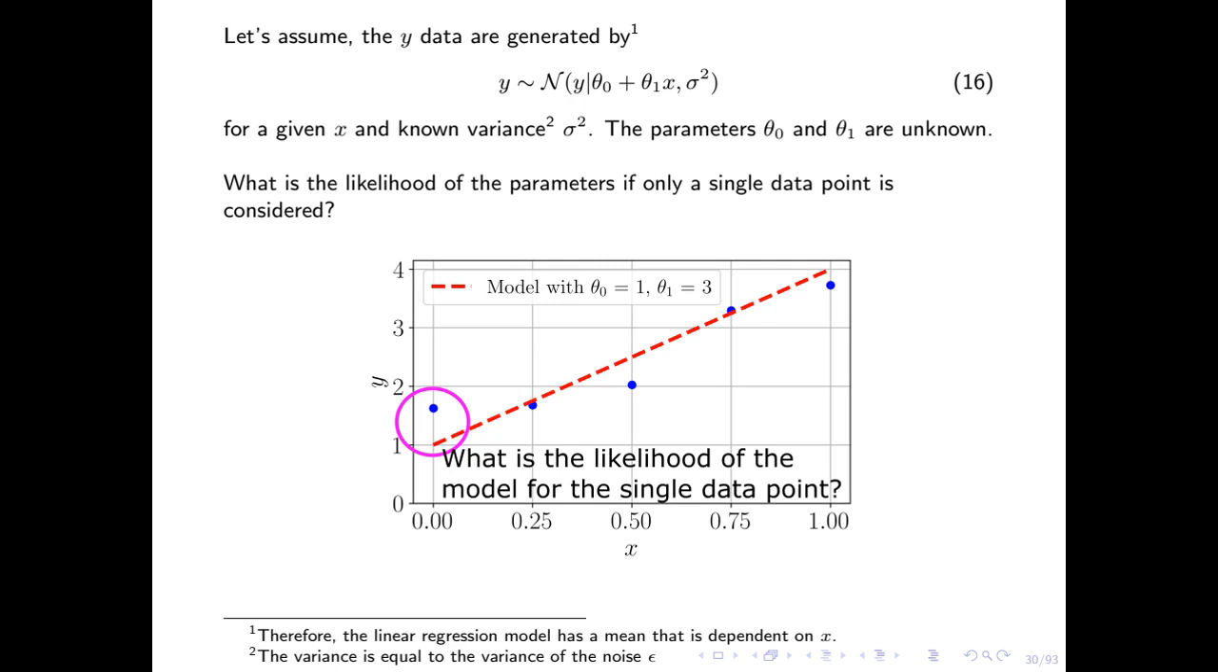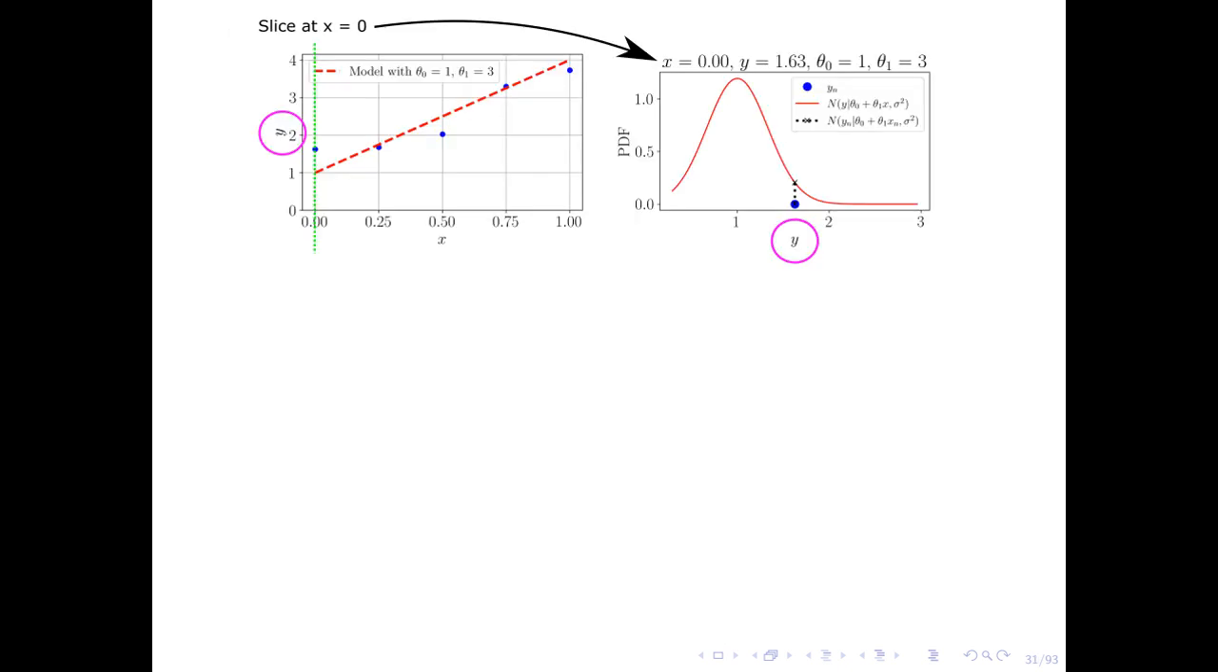So we have that model now. It's Gaussian with a mean equal to theta 0 plus theta 1 x, and a variance equal to sigma squared. We now need to calculate the likelihood of this model. We need some loss function that we want to minimize. But we first need to be able to evaluate the likelihood of the model for a single data point before we can talk about a data set.